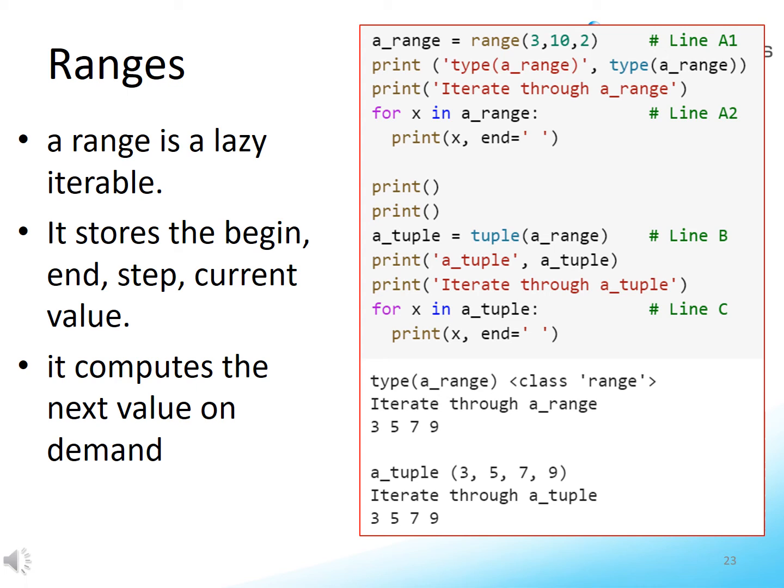Code explanation. Line A1. The code fragment creates an object of type class range through the range function. Line A2. The range object plays the role of an iterable in the iterator design pattern, as shown in the while loop. Line B. The range object can be converted to other iterables, such as lists or tuples. The codes for iterating a range and other iterables are similar. While the range is a lightweight iterable, the tuple is a heavyweight iterable. The tuple stores all the elements in the sequence.